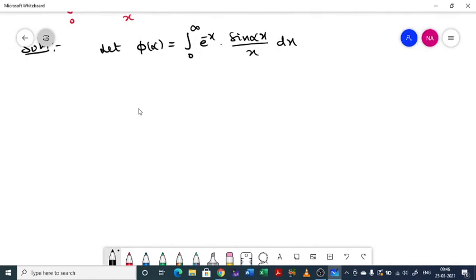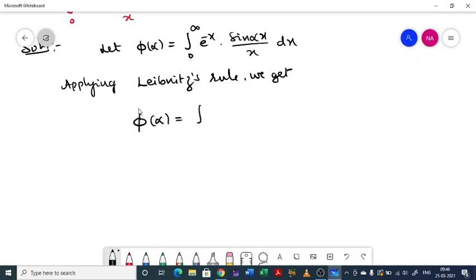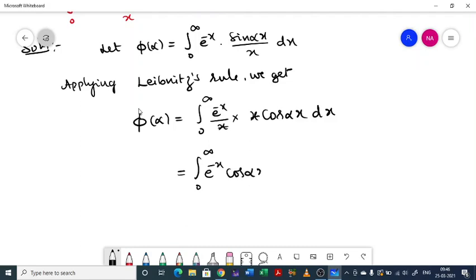So phi of alpha equal to, applying Leibniz rule, we get phi dash of alpha equal to integral 0 to infinity. See, e power minus x by x will be a constant term. So differentiating sin alpha x, you get x cos alpha x dx. So x gets cancelled. It will be integral 0 to infinity e power minus x cos alpha x dx.